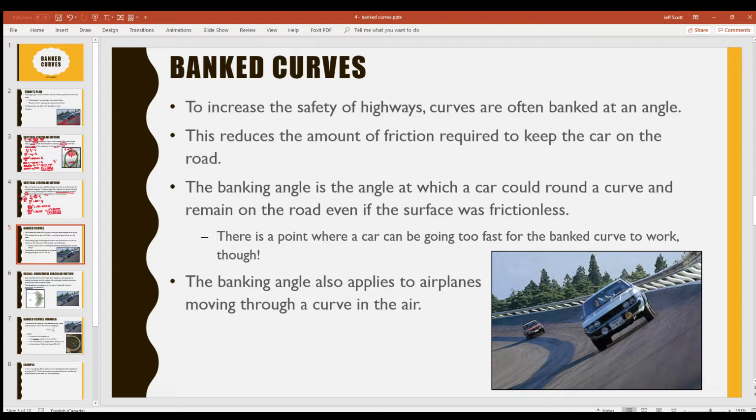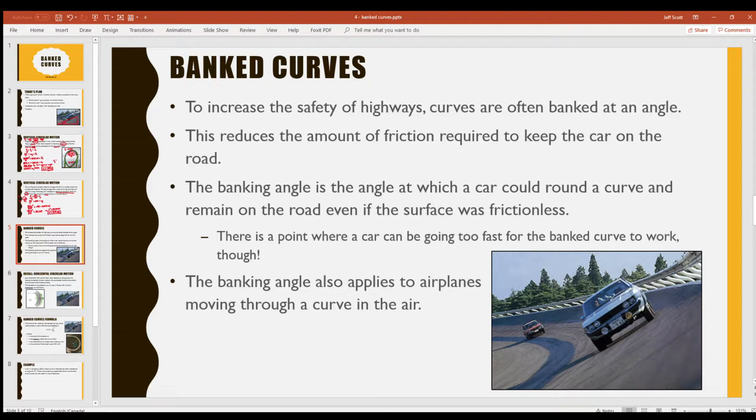In other words, bank curves are designed specially for a certain maximum speed, whereas if someone were to go over that maximum speed, there's no guarantee that they're staying on that road. Now, another thing to note is the banking angle also applies to airplanes moving through a curve in the air. So don't just think that this is just for cars on a road.